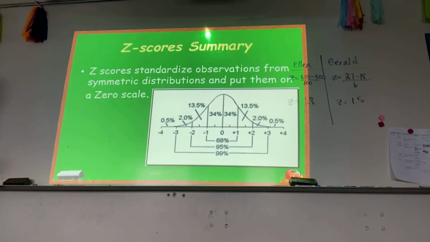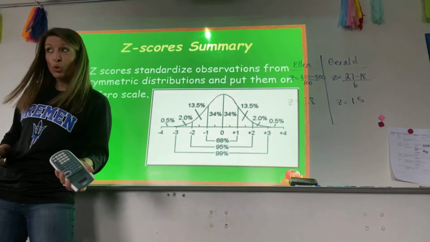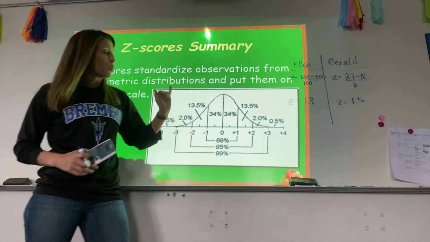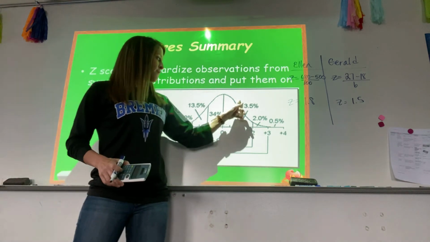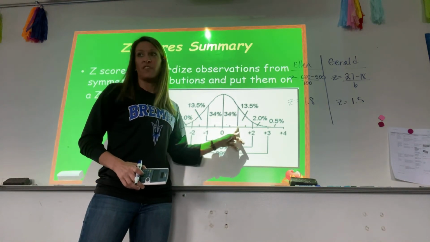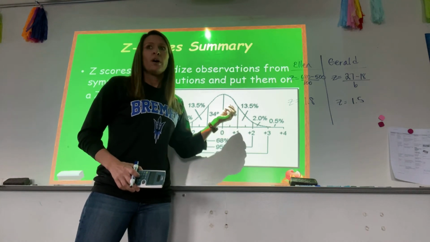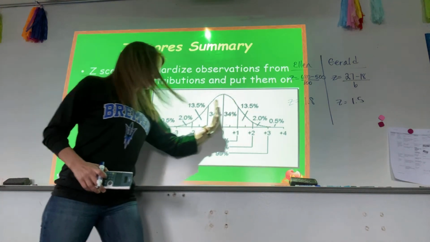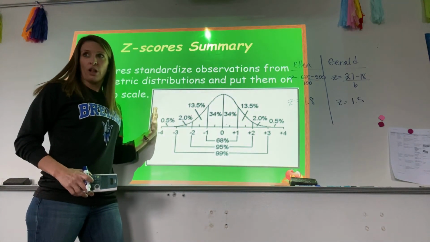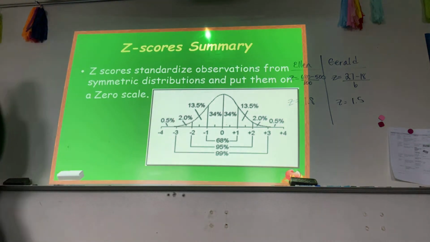So again, this is another way of looking at it. This is called the empirical rule, and the empirical rule is an estimation. If you actually fall exactly on one standard deviation, you might find out that it might be a few decimal places off from what it would be if you added all of these up. So just know that it is an estimate. That is your Z-score summary.